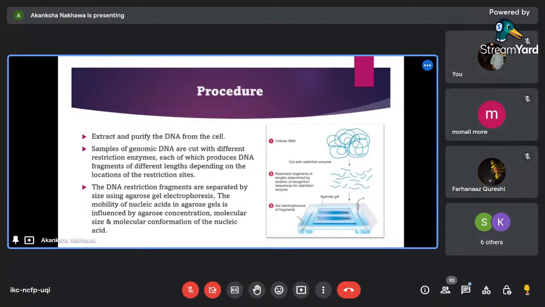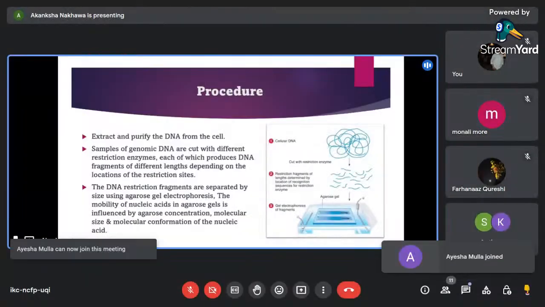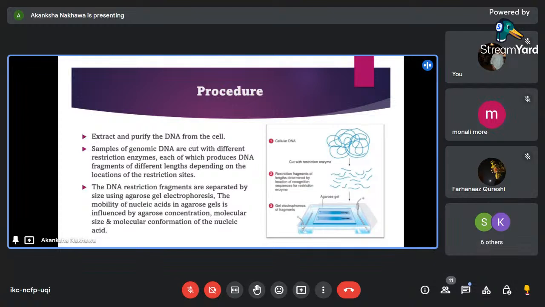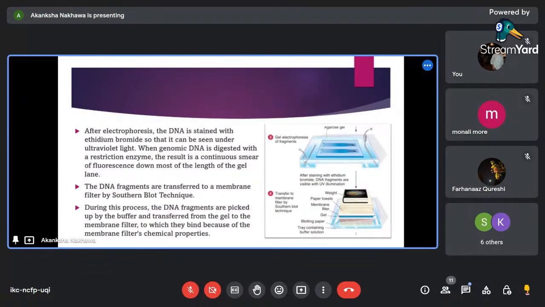So here is the procedure. Genomic DNA is first isolated, extracted, and purified from the cell. Samples of genomic DNA are cut with different restriction enzymes, each of which produces DNA fragments of different lengths depending on the location of the restriction sites. Then we perform agarose gel electrophoresis. In agarose gel electrophoresis, we load a sample of genomic DNA. The DNA restriction fragments are separated on the basis of molecular weight. After electrophoresis, the DNA is stained with ethidium bromide so that it can be seen under ultraviolet light.